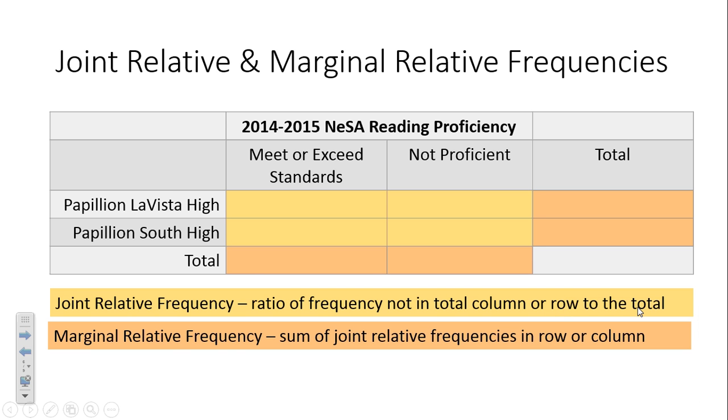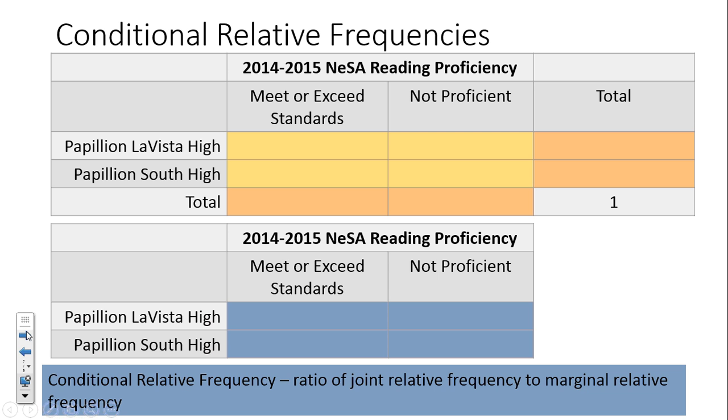So once you find your joint relative and your marginal relative frequencies, the last step is to take that data and to find the conditional relative frequencies. And this should say for reading, not math. I have reading or math on your paper.